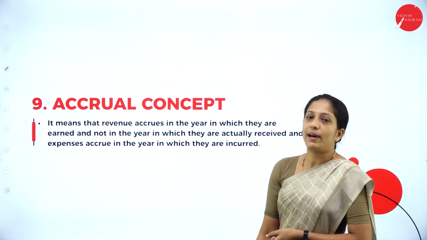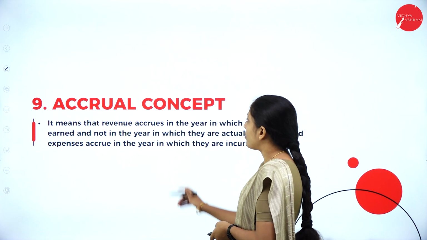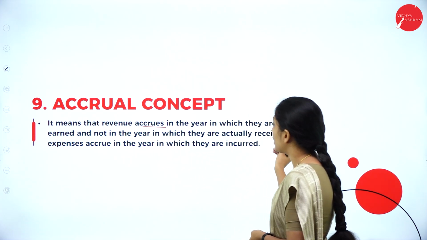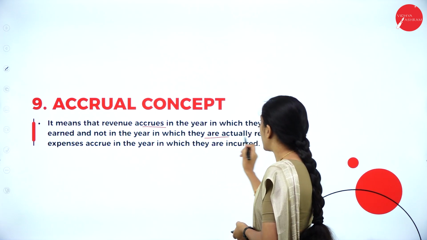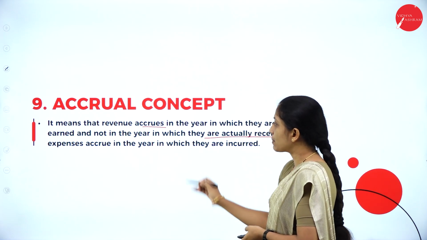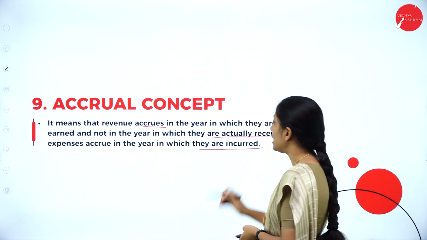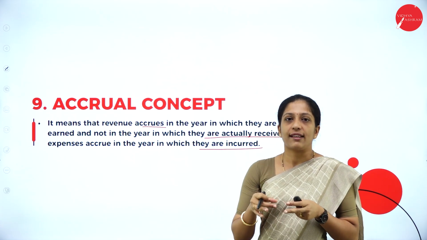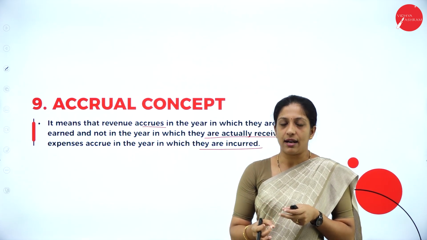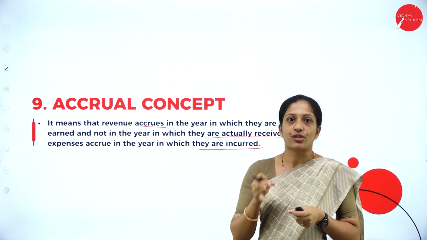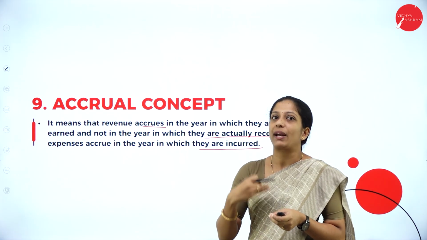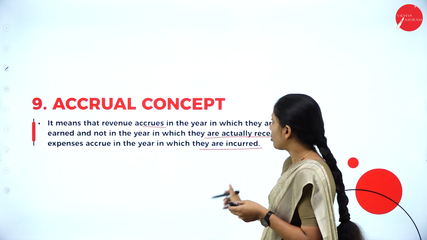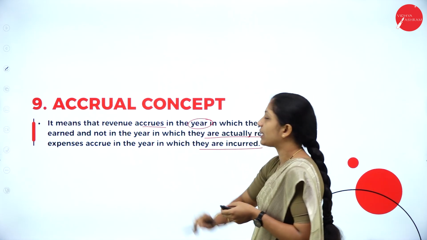Next one is accrual concept. It means that revenue accrues in the year in which they are earned, not in the year in which they are actually received, or expenses accrue in the year in which they are incurred. So, if there is any expenses or income, you have to record those transactions when it is incurred, not when you are actually receiving or making payment for it. So, you have to take into consideration in terms of year.